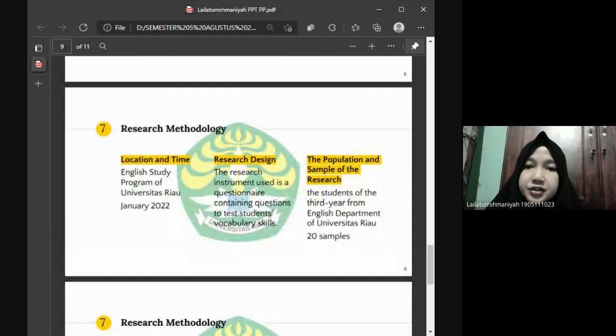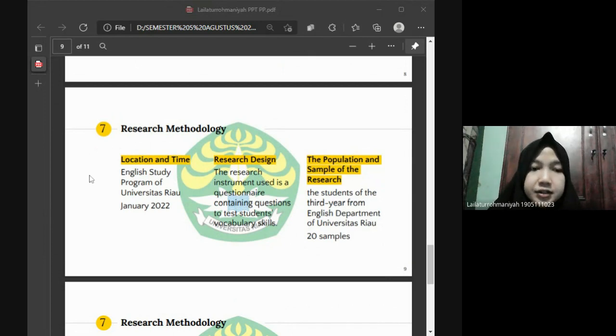Research methodology: the location and time of the research. The research will be conducted at the English study program of Universitas Riau, which is located at Binawidia Street, from January 2022. And then the research design.